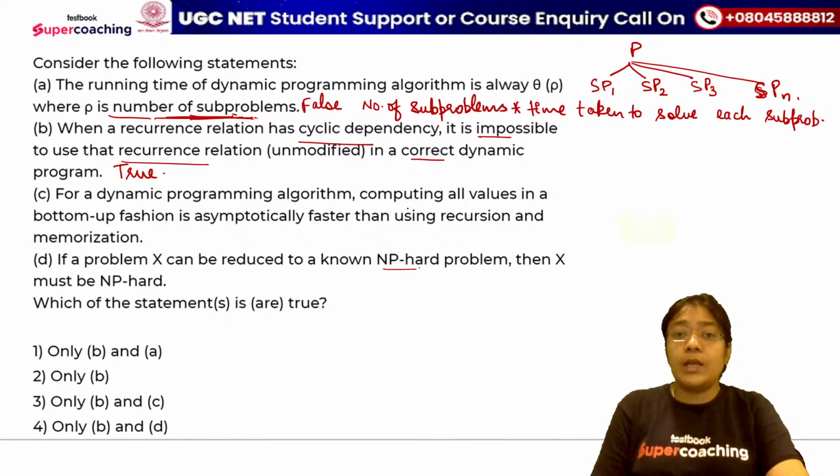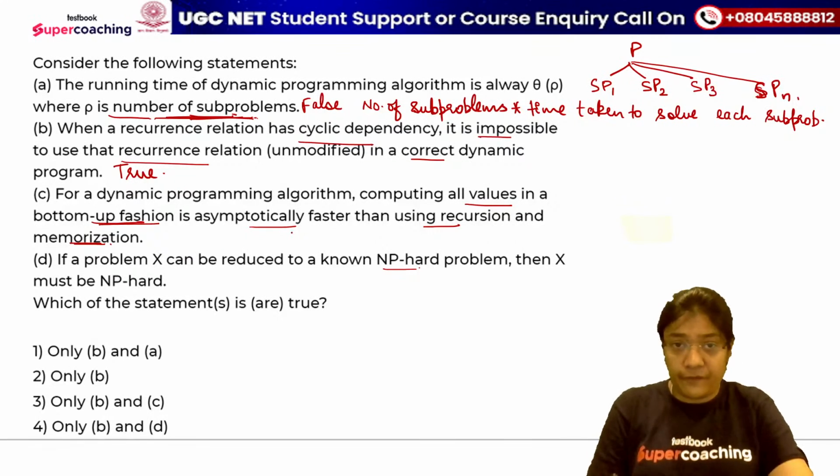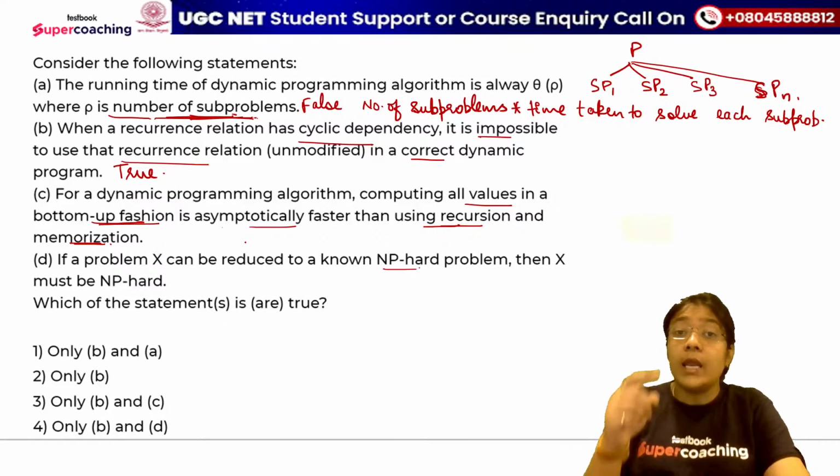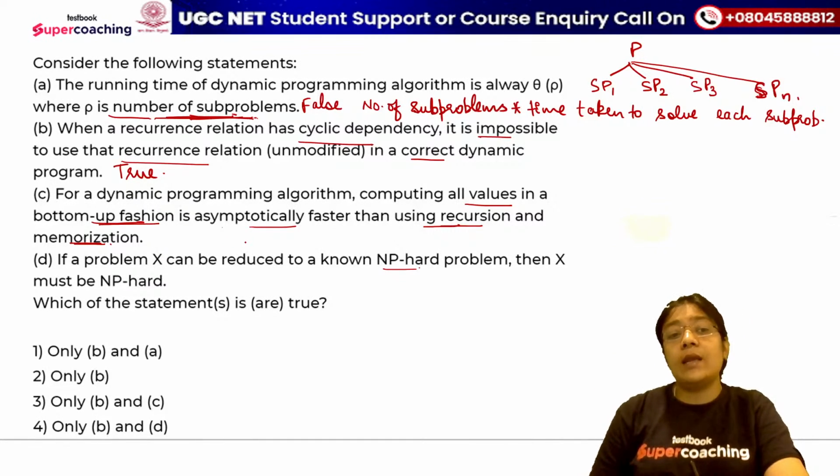For a dynamic programming algorithm, computing all the values in a bottom-up fashion is asymptotically faster than using recursion and memoization. Do you calculate all the values in dynamic programming bottom-up, and is that faster than using recursion and memoization? No. You are solving all the problems, so repeated problems can be there, so definitely it will increase the time complexity. To reduce the time complexity, the concept of memoization came. So even this statement is false.